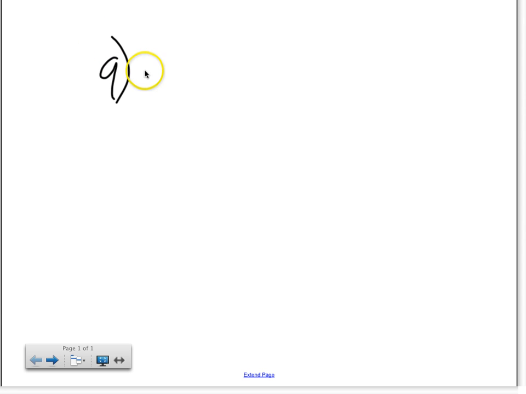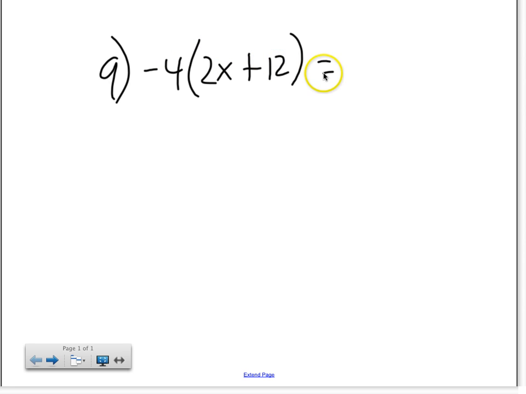Number 9, you have negative 4 times the sum of 2x and 12 equals negative 32. Now look at this one right here. I know there's a lot of things you can do, but I don't want to confuse you yet, so let's stick with our technique. When we see this parentheses, what do you do? Distribute. Fine, let's do that.